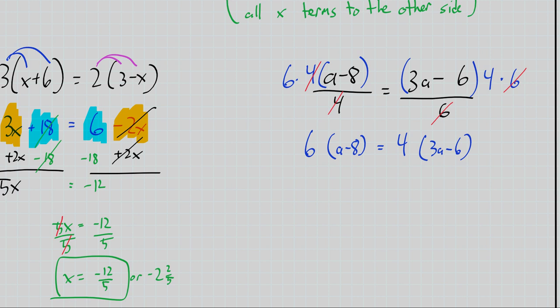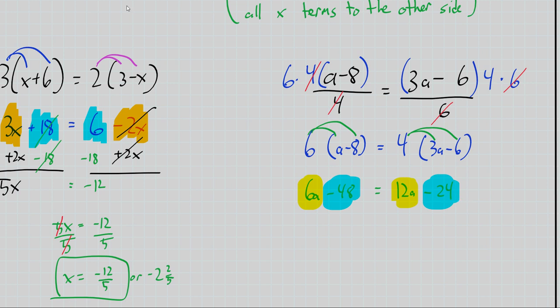So I'm going to distribute here. I'm going to take 6 times a, that's 6a. 6 times negative 8, that's negative 48. On the right side, I'm going to take 4 times 3a, that's 12a. And 4 times negative 6, that's negative 24. Now, I think you know what to do. I've got an a term over there and an a term over there. And I've got a constant there and a constant there. I can combine like terms.